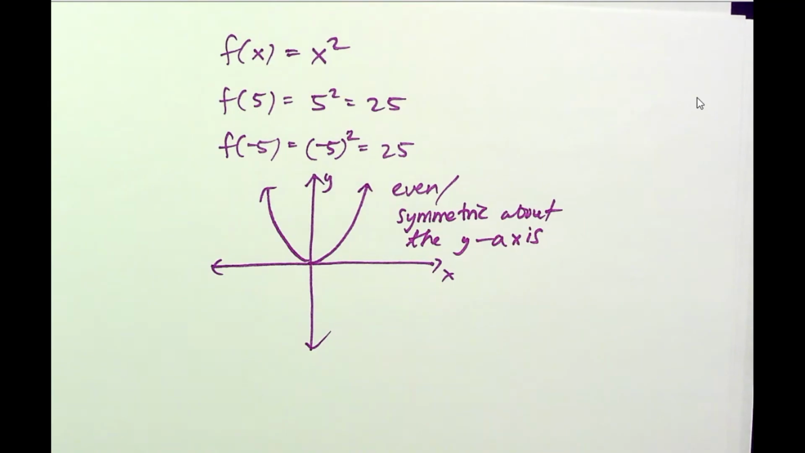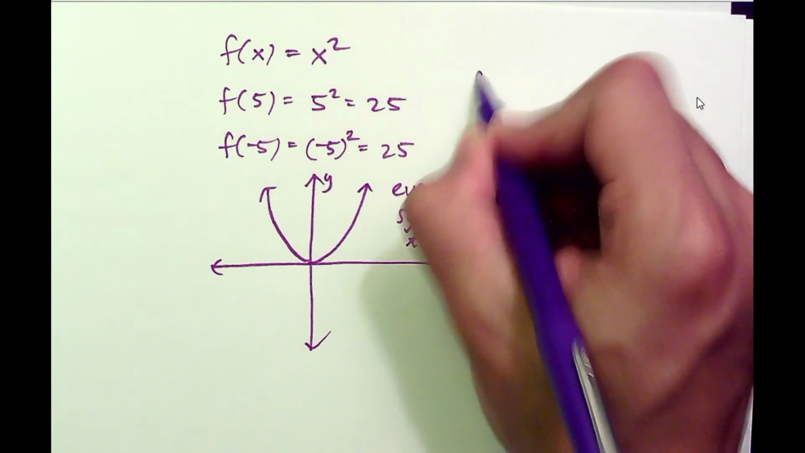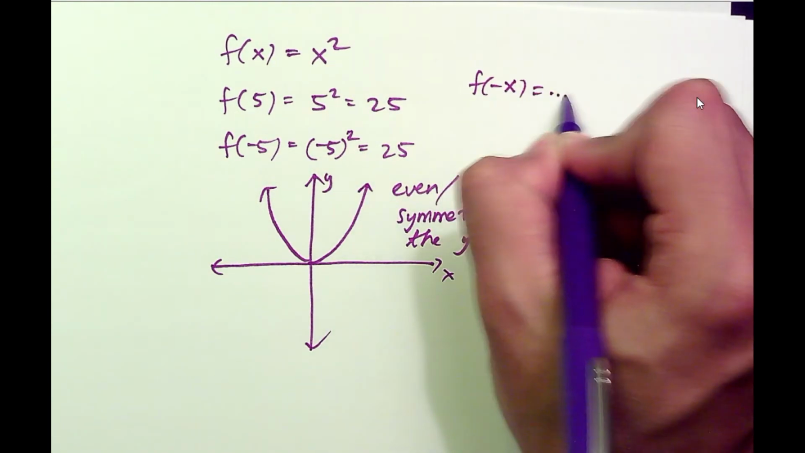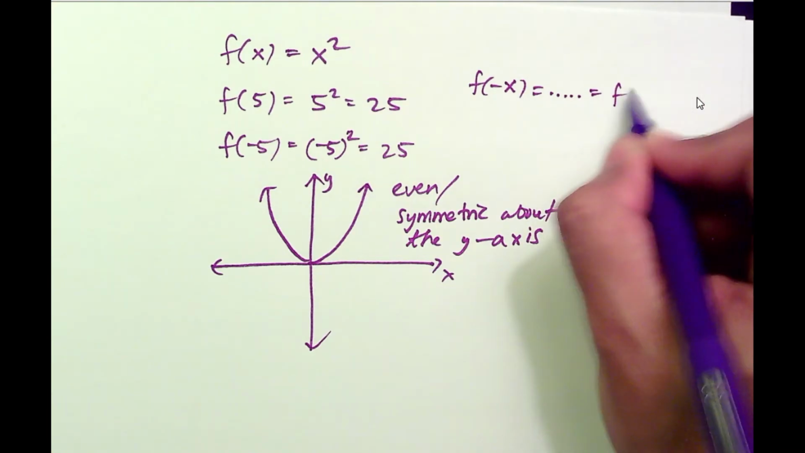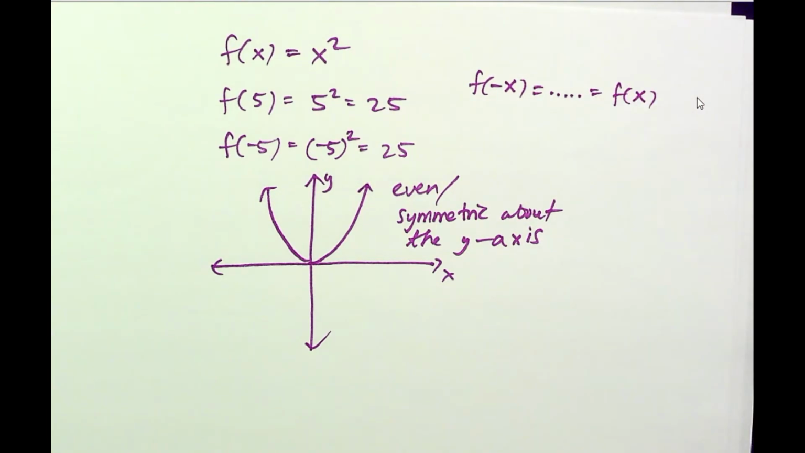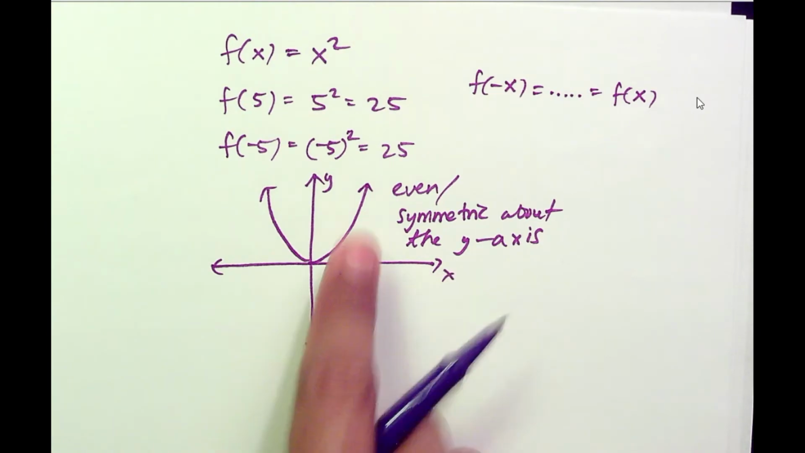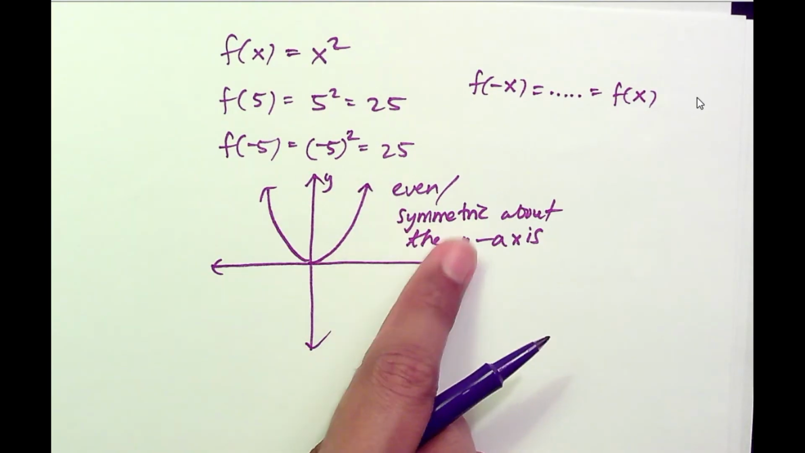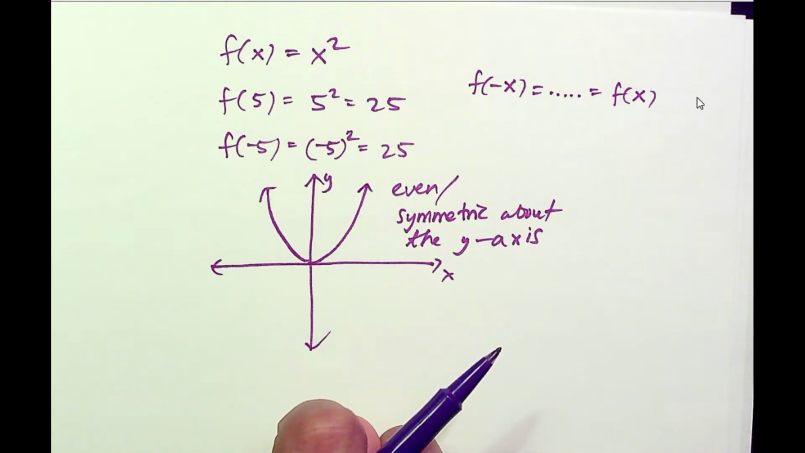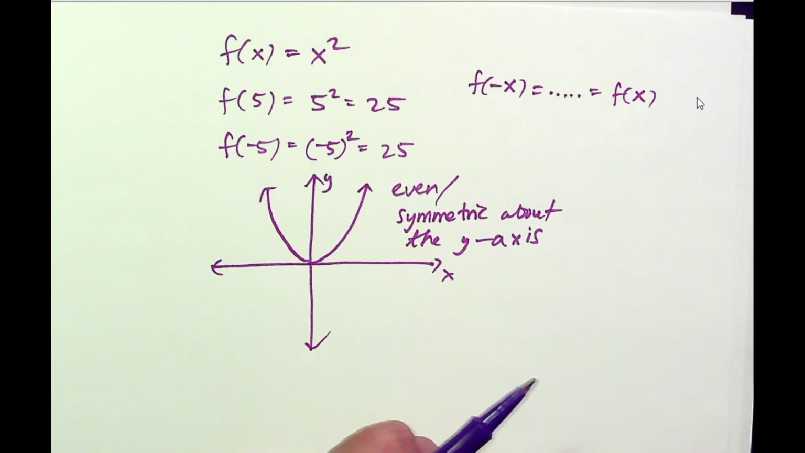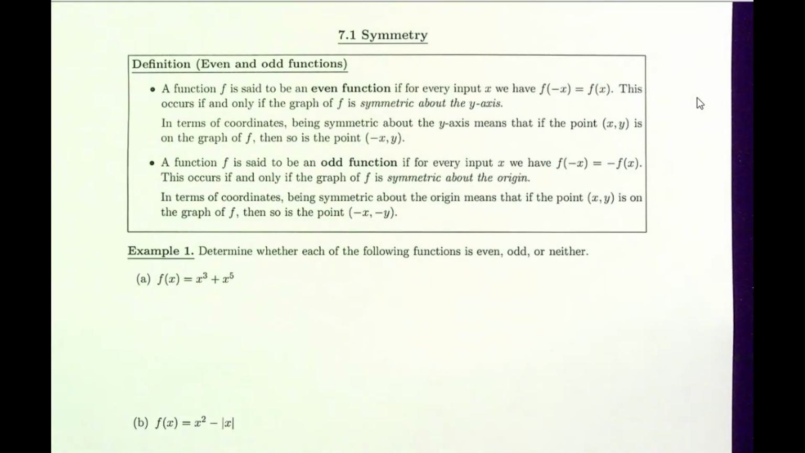So from the formula, the way you can figure out whether a function is even or not is you plug in -x, you simplify all the way as much as you can. If you end up with f of x, then the function is even. That's how you do it algebraically. If you have the graph in front of you, the way you figure out whether the function is even or not is by looking at the graph. If the right-hand side is the image of the left-hand side, then the graph is even. Okay, so that is the concept of even.